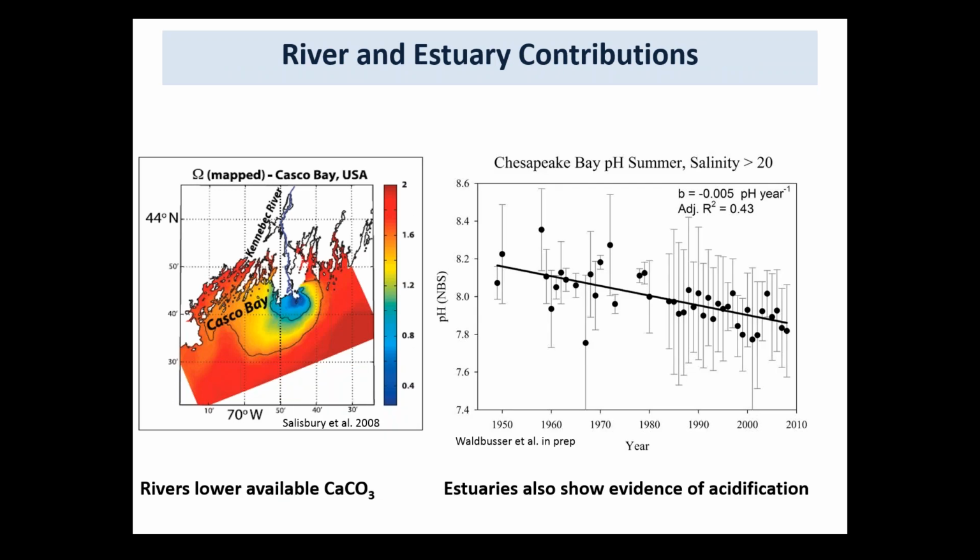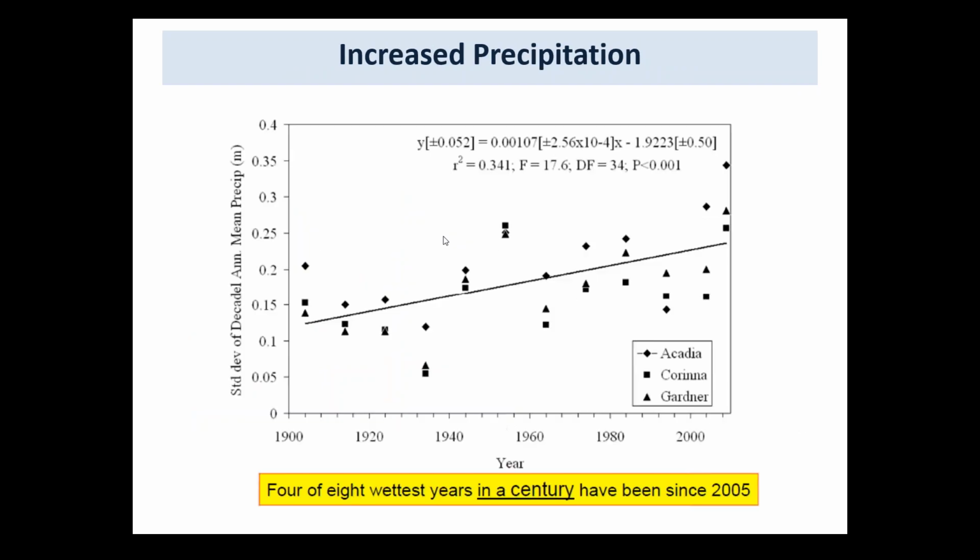You can also see that over time the pH in a number of estuaries is decreasing, such as this information here from the Chesapeake Bay since the 1950s. So we're seeing this offshore, we're seeing this inshore, we're seeing it as part of what is going on with the output of fresh water. And the output of fresh water in the Northeast is really increasing. We have seen a 70% increase in the amount of precipitation up here over the last few years. And you know, 4 of the 8 wettest years in a century have been since 2005. So that is predicted to continue, and something that we're going to have to continue to think about as we move forward.